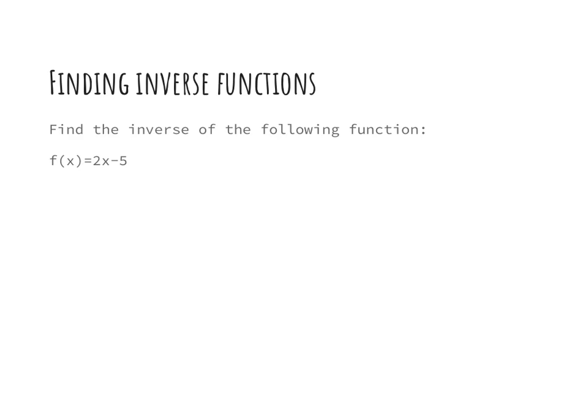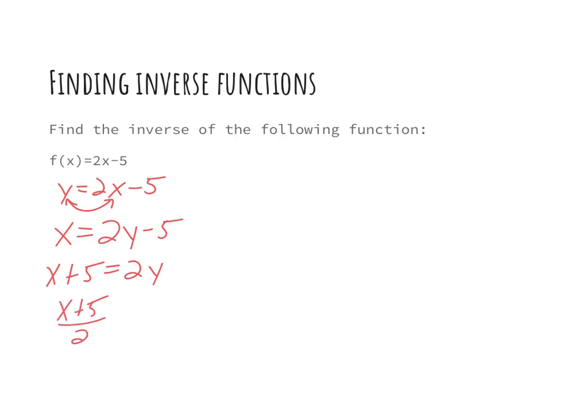The next thing we're going to do is find the inverse of a function. So if we're given the function f of x is equal to 2x minus 5, to find the inverse, the first thing we do is replace f of x with y. So now we've got y is equal to 2x minus 5. The next thing we do is switch x and y. So all y's become x's, all x's become y's, and that'll change it to x is equal to 2y minus 5. And then we solve for y again. So now we add 5 to both sides. So x plus 5 is equal to 2y. Divide everything by 2. So I get (x plus 5) over 2 is equal to y.